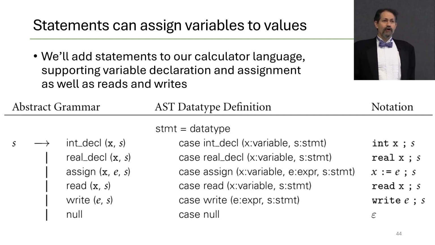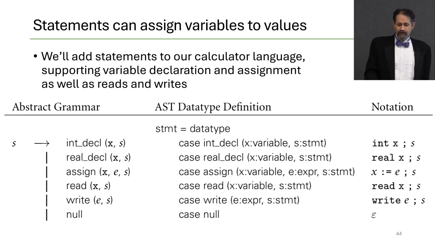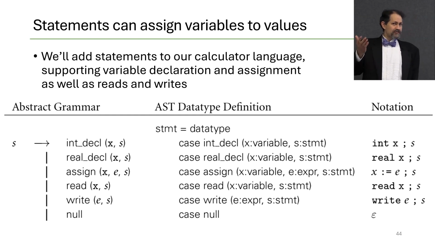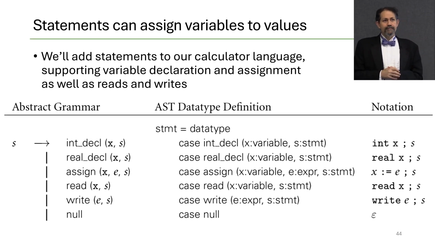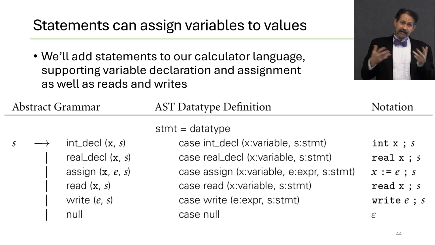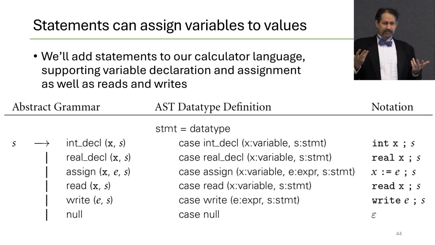So now our abstract grammar has integer declarations and real declarations. Those are just int x and real x. We have assignments, x gets e. That could be either for an integer variable or a real valued variable. And then we have write and read, which read and write to the console. So we'll read a variable into x, or we'll write an expression to the console.